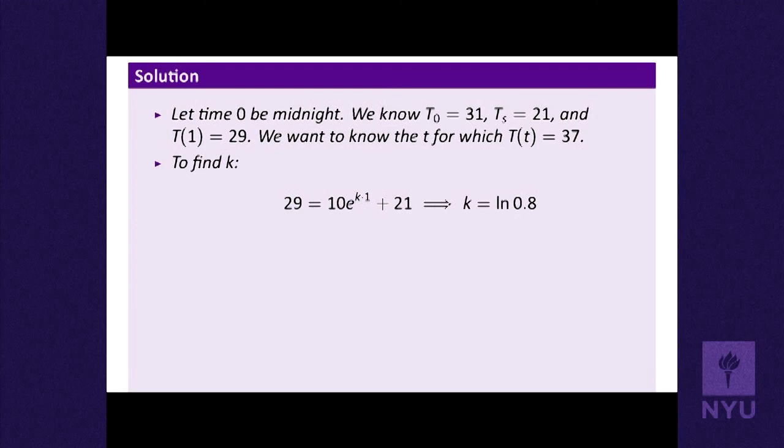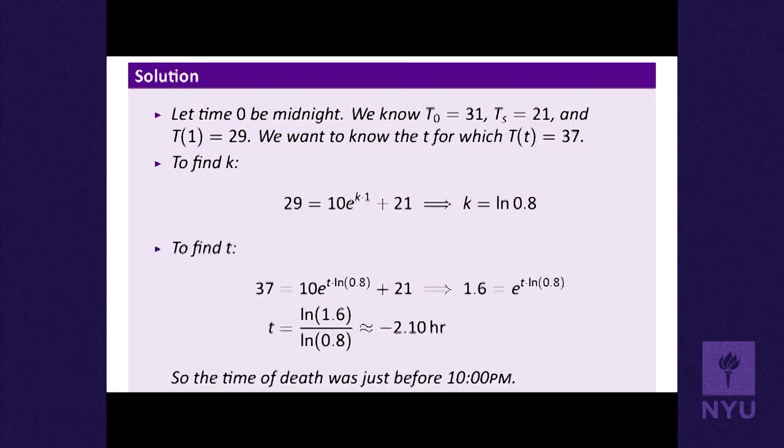If this is hazy for you, put a little star by it. Then later on, when you go back through your notes, see if you can solve this equation and get this answer here. Okay. To find t, plug it back into the equation. What we want to know is the time for which the temperature is 37. That's the temperature of a living body. So fill in the equation, unknown thing, time, and solve for time.